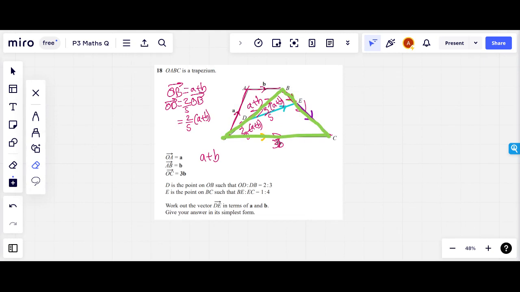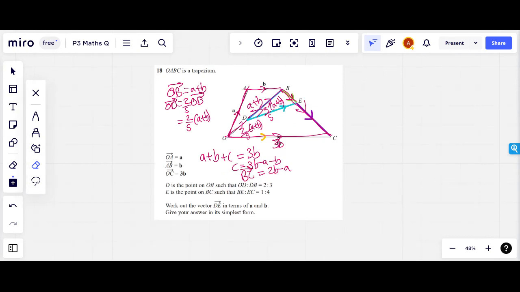Okay, so to rewrite that, calling vector BC as C, I can rewrite this as A plus B plus C equals 3b. And I can rearrange for C, which gets me 3b minus A minus B, which gives me 2b minus A. Okay, so vector BC is equal to 2b minus A.